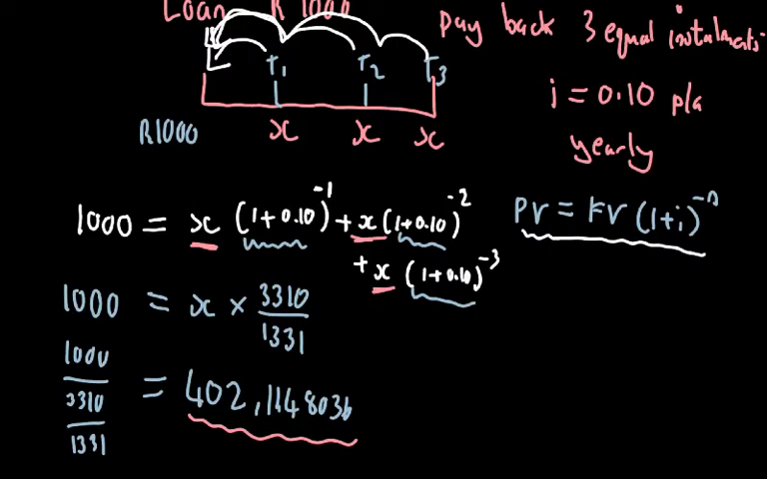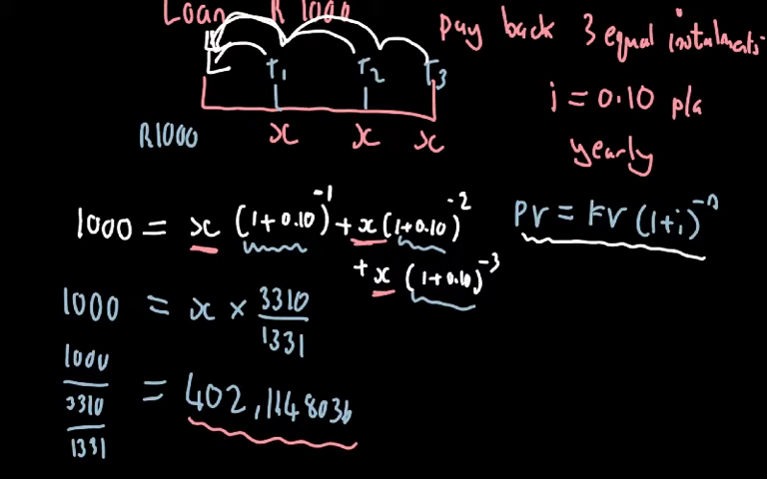So in order to pay off my original 1,000 Rand, I need to make 3 payments of 402 Rand and 11 cents each, a year apart for 3 years, and then the present day value of those payments is going to be equivalent to 1,000 Rand. Even though if you add those 3 payments up, they add up to more than 1,000, the equivalent in today's value would be 1,000 Rand. And we know that because we've used the present value formula on each one.